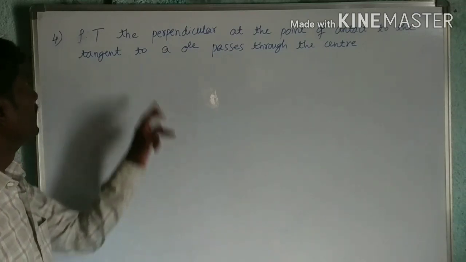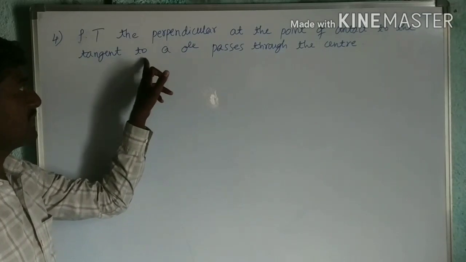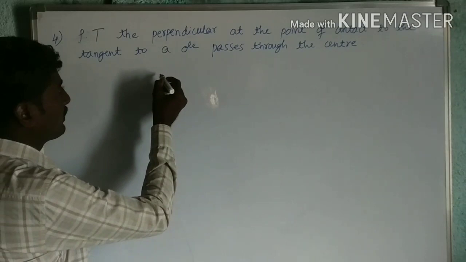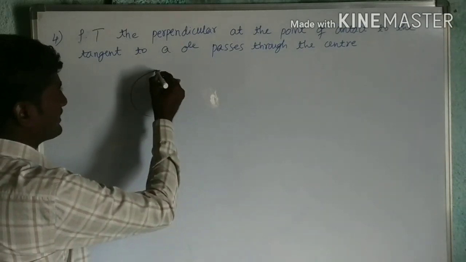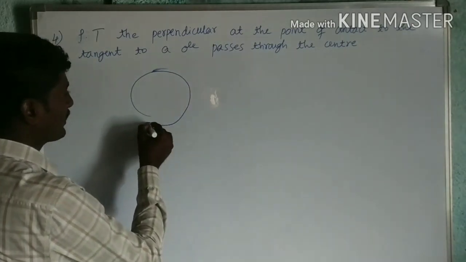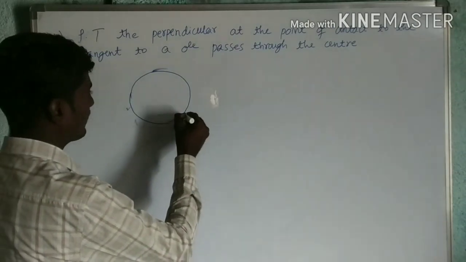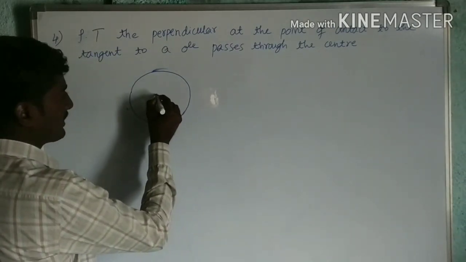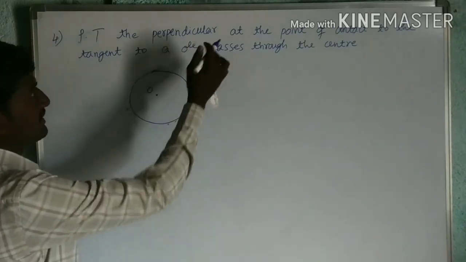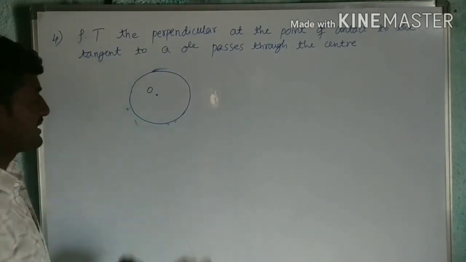Fourth question. Prove that the perpendicular at the point of contact to the tangent to a circle passes through the center. So first I shall draw a circle. So this is a circle with the center O. The center of this circle I will take as O. Okay. Now let us draw a tangent.